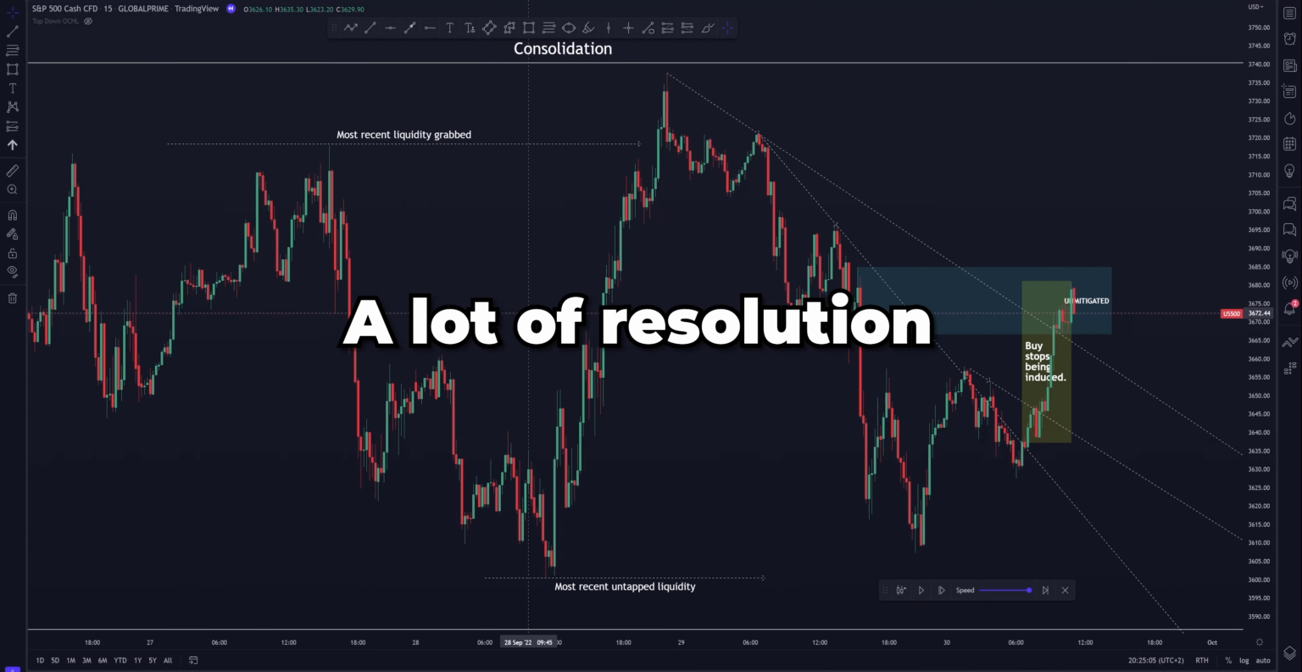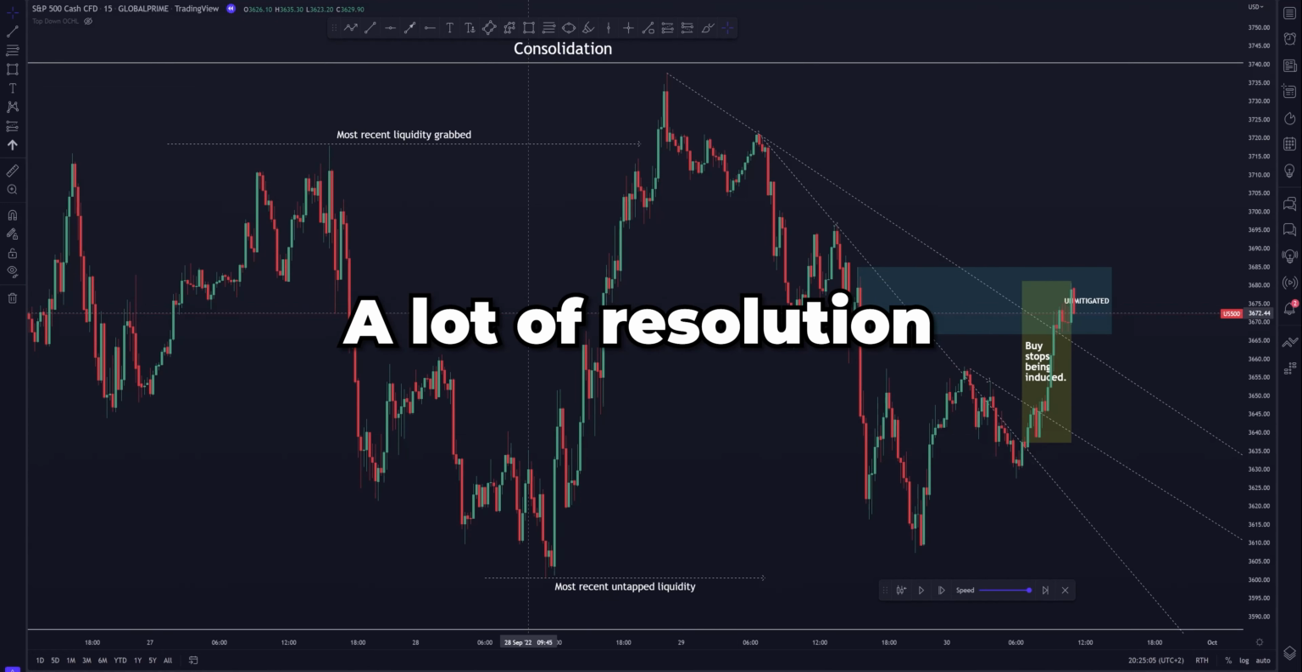We need to also analyze the most recent wave to the downside. So we grab from this very high to the lowest low, and you can see that the peak of volume is sitting down here. All of these ranges with high volume are levels of interest.